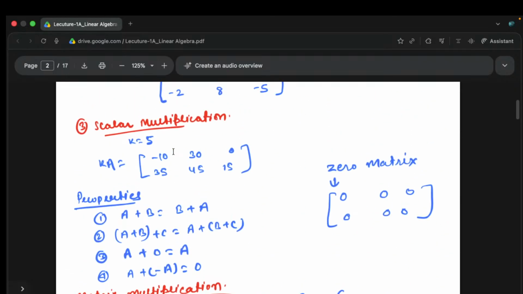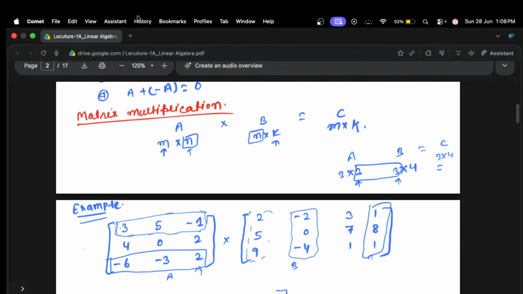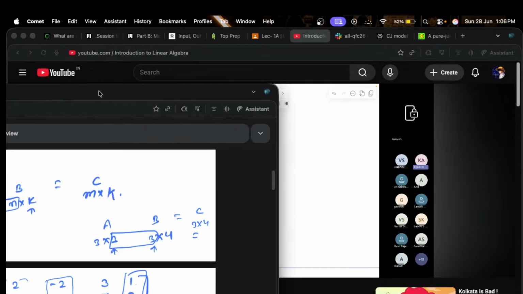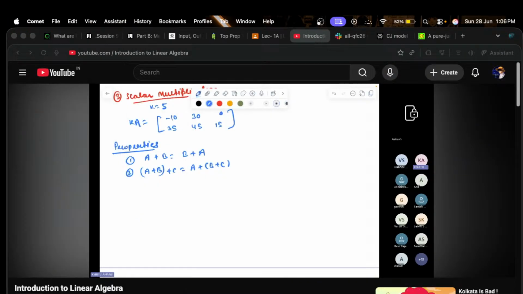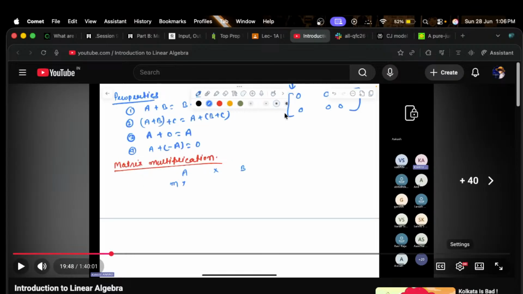There are so many properties, like really so many properties. Okay, I will just put it there. And in case of this, can we just go ahead with matrix multiplication? Yes.